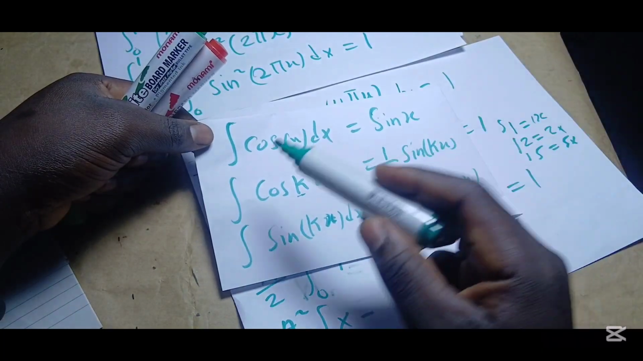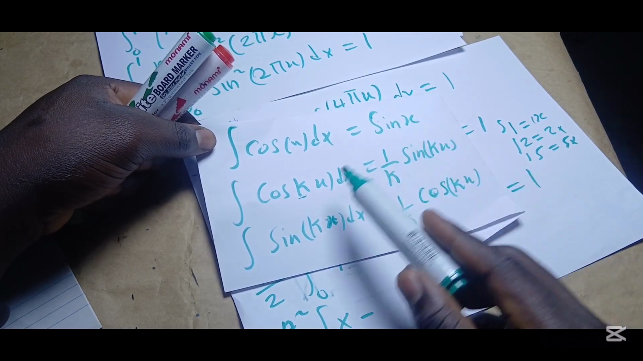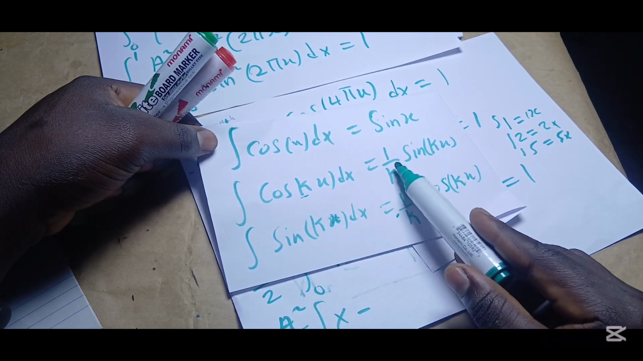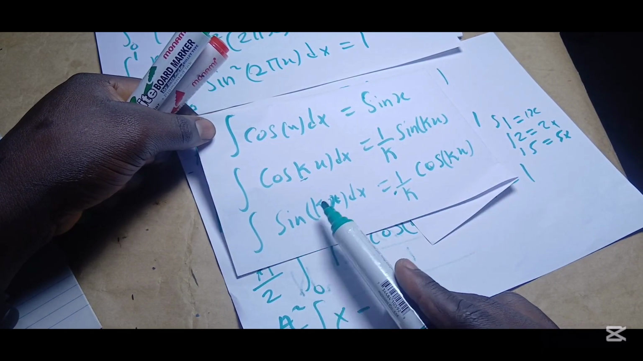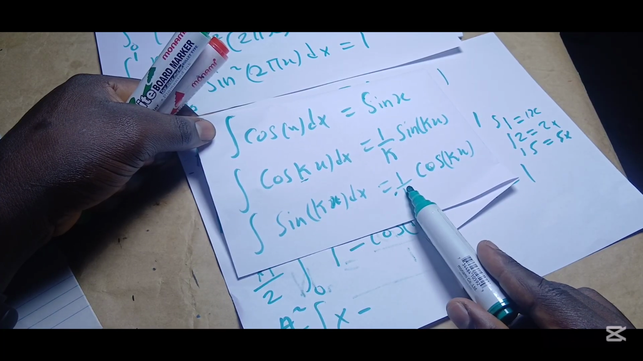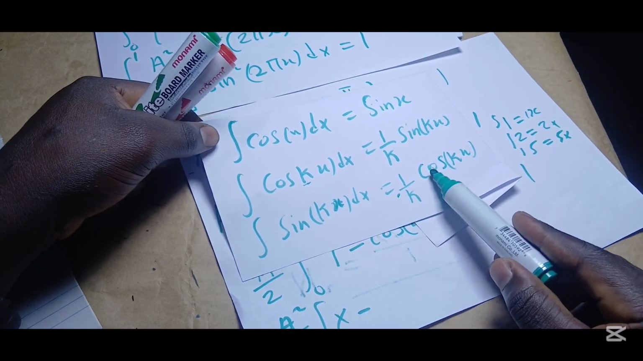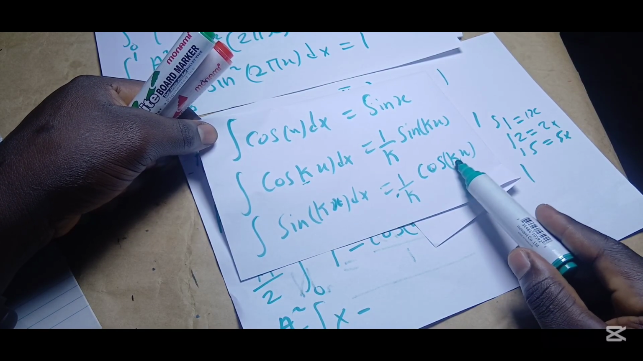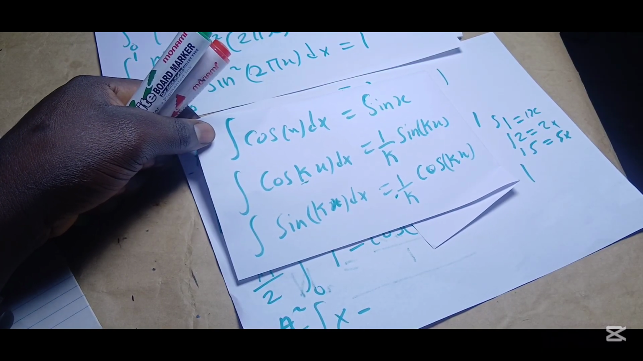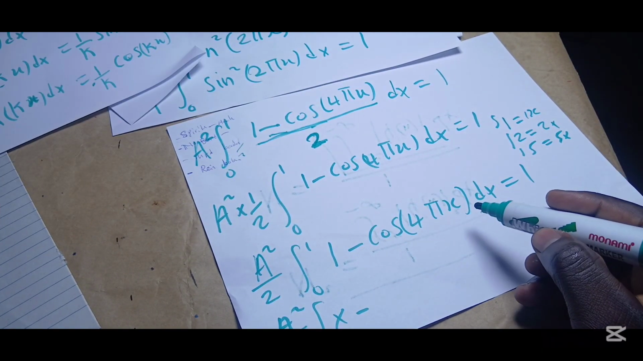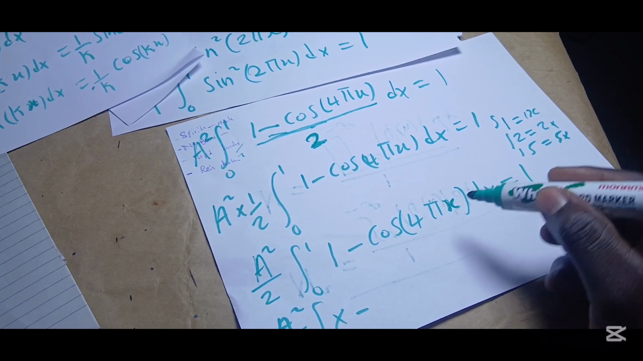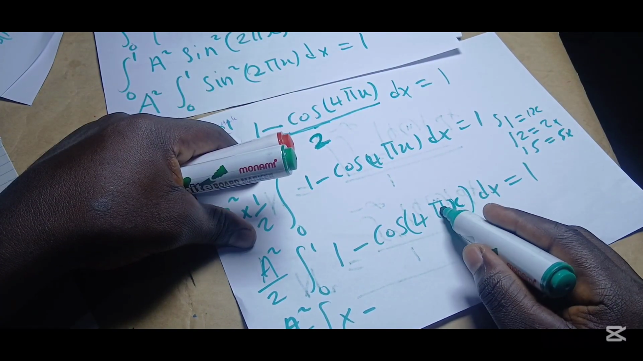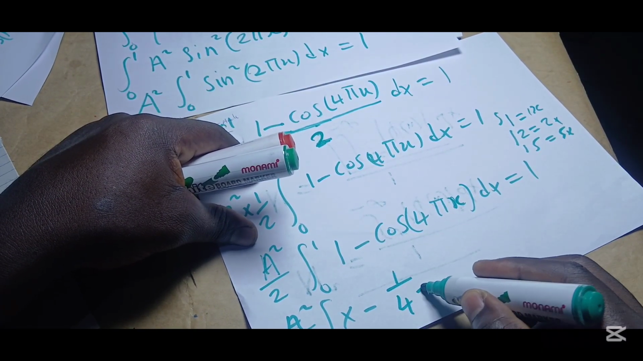If you are integrating cos x dx, what you get is sine x. Integrating cos kx equal 1 over k sine kx. Integrating sine kx equal 1 over k multiplied by negative cos kx, so the whole thing becomes minus 1 over k cos kx. So now let's apply this here. The variable that we are working with is x, so anything here that is not part of that becomes our k, right? So 1 over 4 pi.